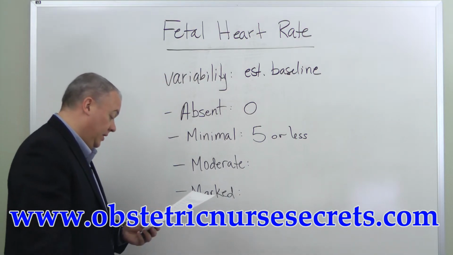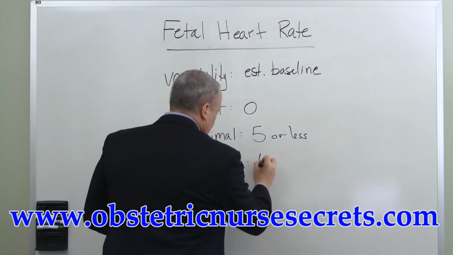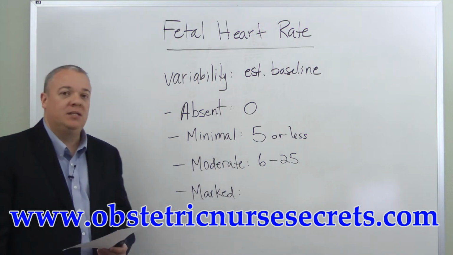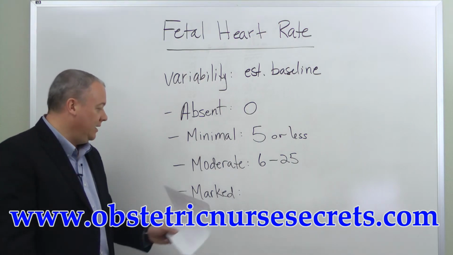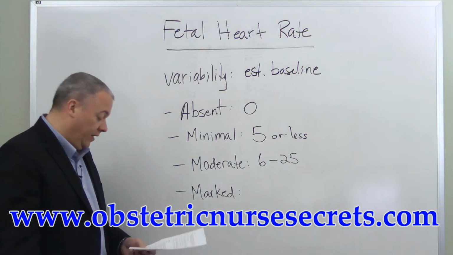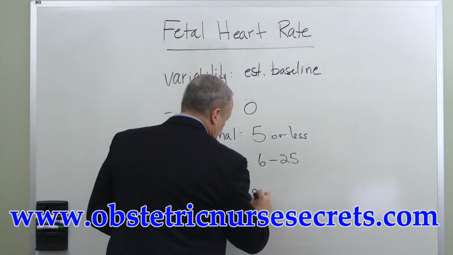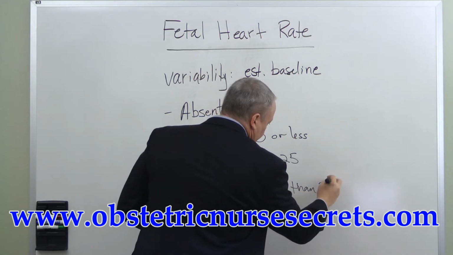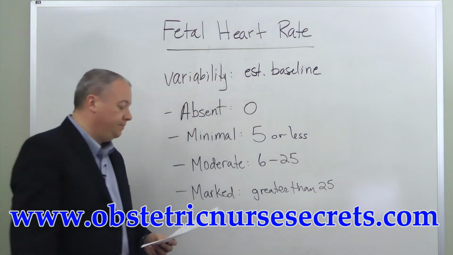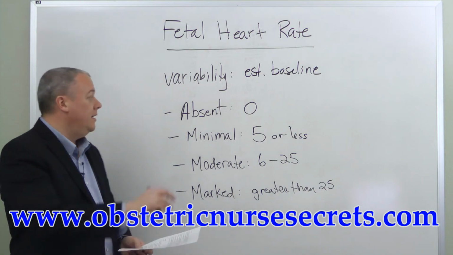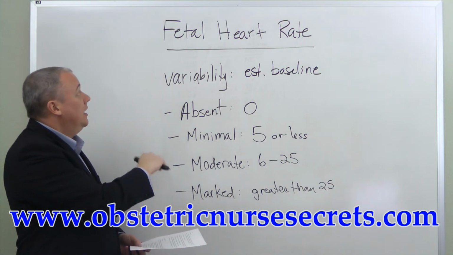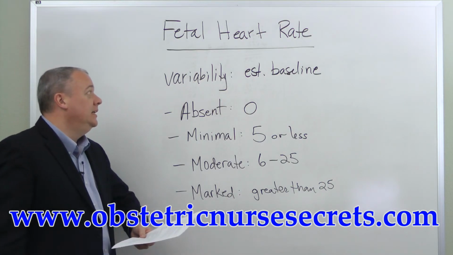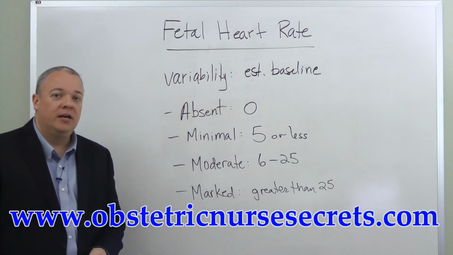A moderate variability then would be between 6 and 25 heartbeats per minute change or difference between the baseline that you've established. And then finally, marked variability in the fetal heart rate would be greater than 25 heartbeats per minute change. It's important that you know this range, this categorization of the fetal heart rate in order that you might accurately determine the variability and establish the baseline in monitoring fetal heart rates.